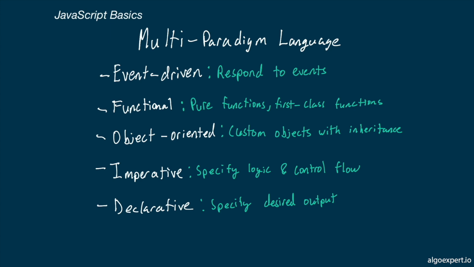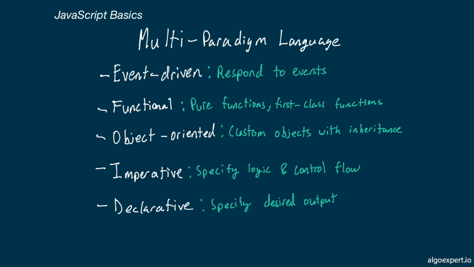On the other hand, JavaScript also supports object-oriented programming. Nearly every non-primitive value in JavaScript is an object, which are just stores of data, and we can create custom objects and even have them inherit from each other. Finally, JavaScript supports both imperative and declarative programming.